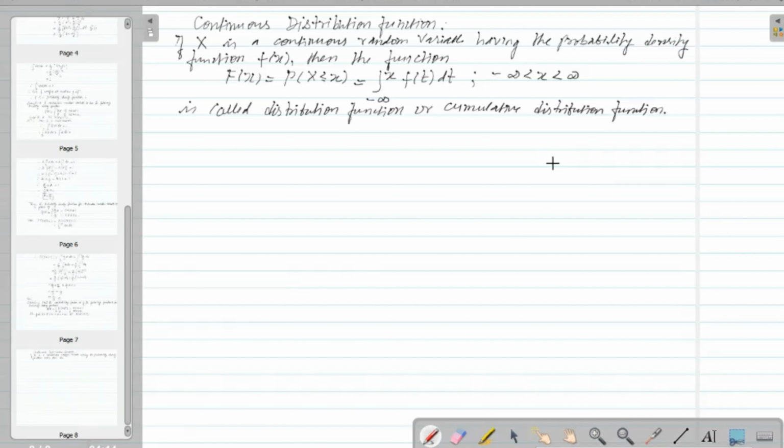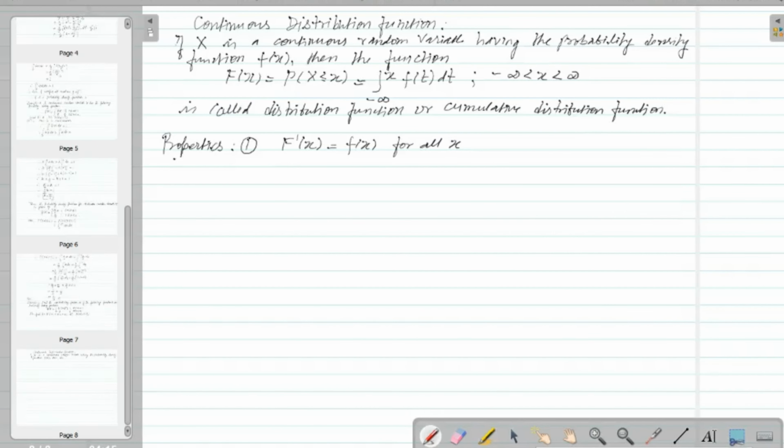The first property, property number 1, is also very important for you. The first property says that the derivative of this function exists, and it is equal to the probability density function f of x for all x.